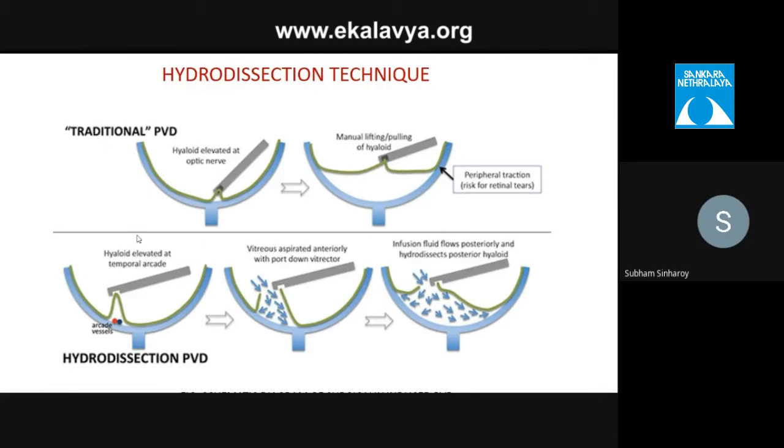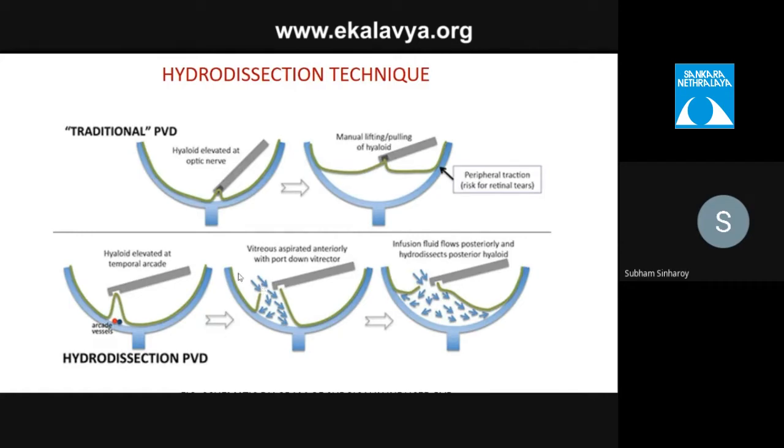How is the hydrodissection technique different? Here they are not attempting PVD induction at the peripapillary area. Rather, they just try to lift the hyaloid over the temporal vascular arcade. Once they are able to lift the hyaloid with active aspiration, they try to create a small opening with the cutter. Sometimes a small opening is created on the verge of lifting. Once the small opening is created, the infusion cannula is kept on.